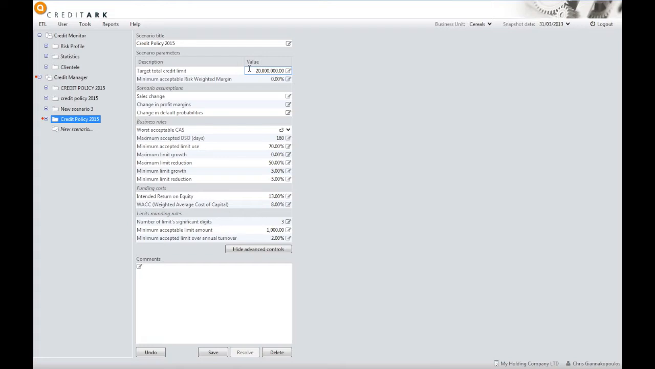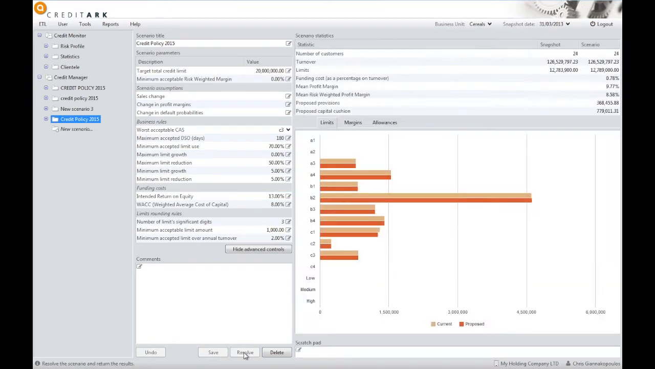Building a credit policy, apart from setting your target, CREDITARK equips you with all the necessary controls so that you can fine-tune your scenario and select the optimum one that would be the company's credit policy. Each scenario is resolved within seconds, and instantly you can observe the impact of your simulated decisions on a customer and portfolio level.